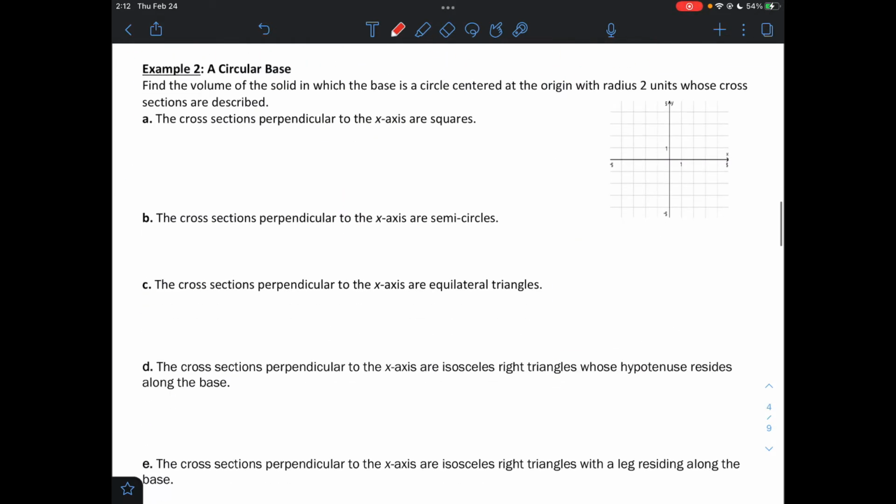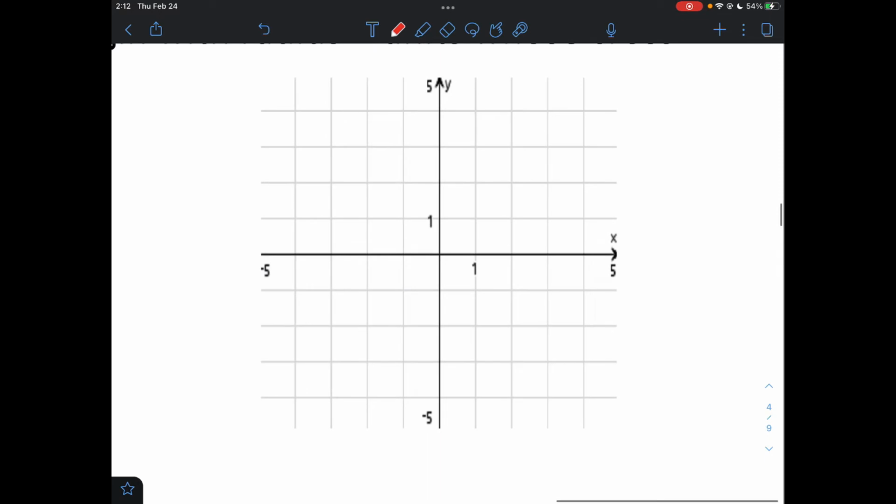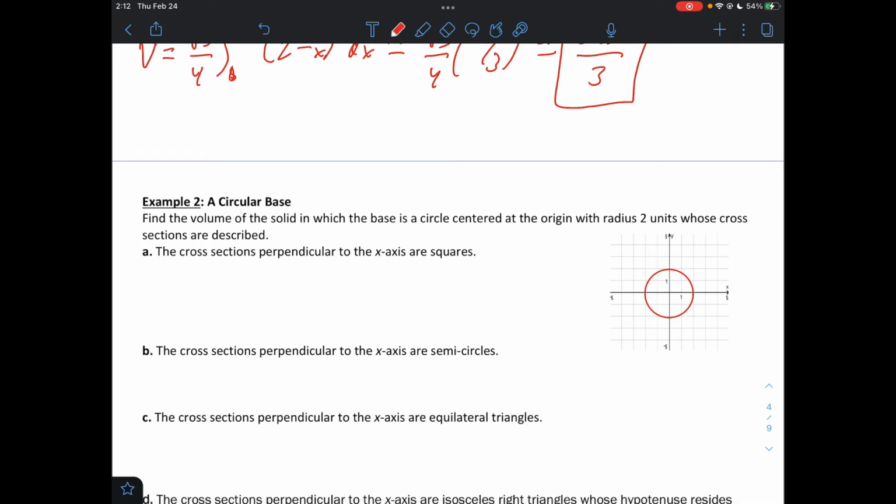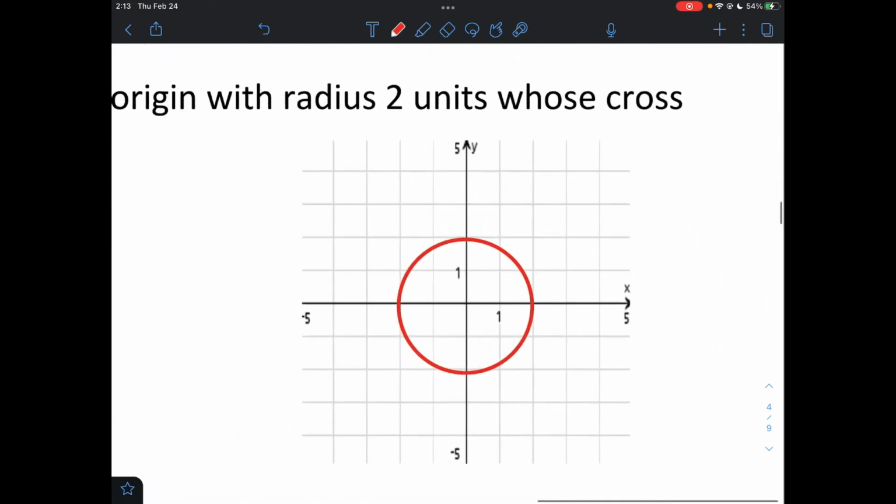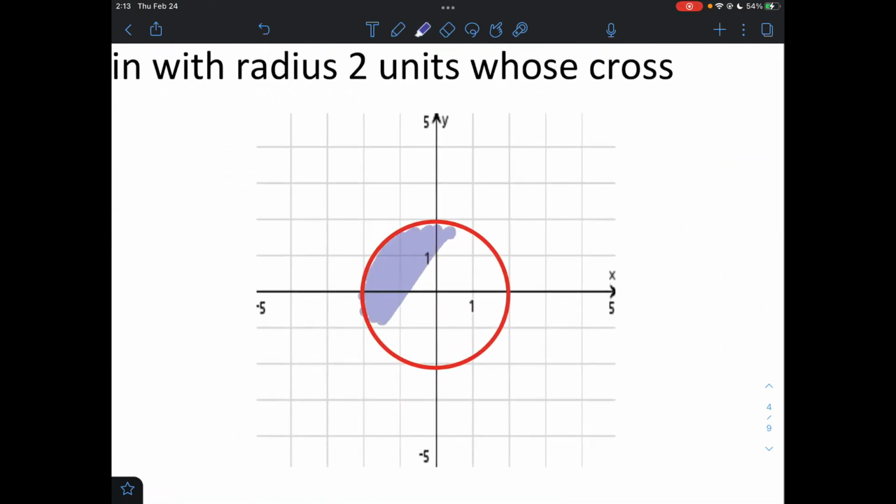All right, now we have a circular base. So let's draw this. It has a center at the origin and a radius of 2. All right, so the cross section is perpendicular to the x-axis again for all these. So once again, this is our base, and the cross section is going to be perpendicular to the x-axis. And we're going to build that up from there.